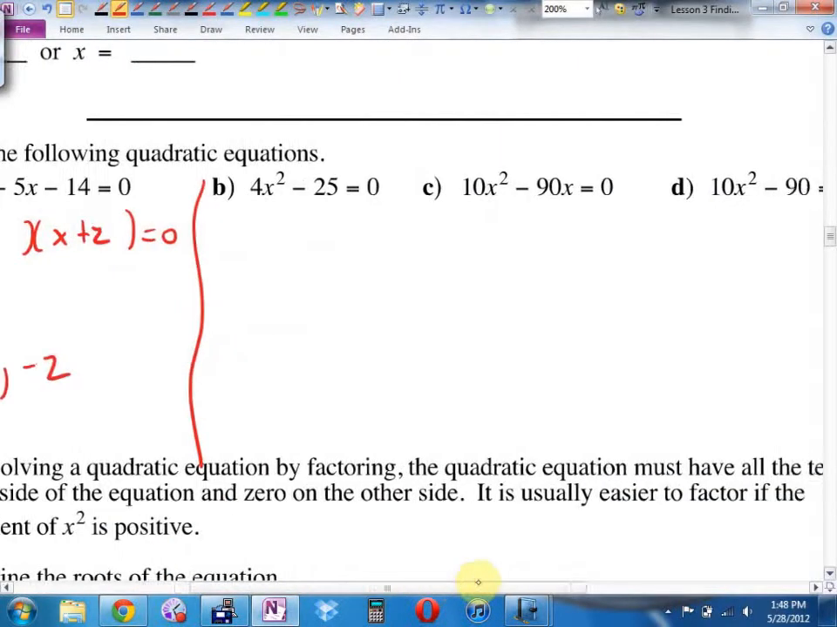B. What kind of an equation is this? How do you know? To solve a quadratic, we have to factor it. But first we have to make it equal to 0. Is it already equal to 0? Say yes.